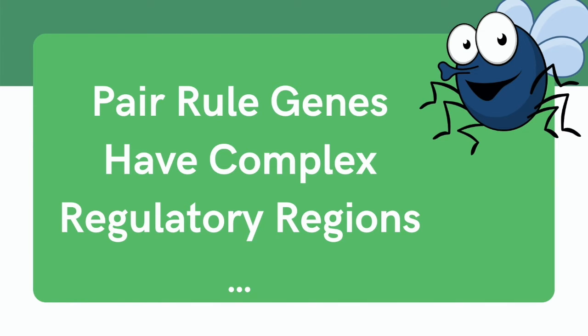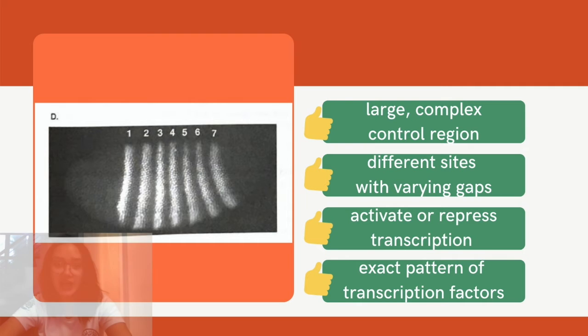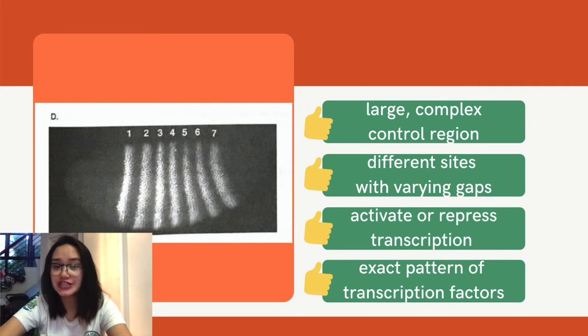Pair-rule genes have complex regulatory regions. Now you might wonder how this striped expression is attained. Well, each pair-rule gene has a large, complex control region that has dozens of different sites with varying gaps, and this is where maternal gene transcription factors are bound. The binding of a given factor may activate or repress transcription.